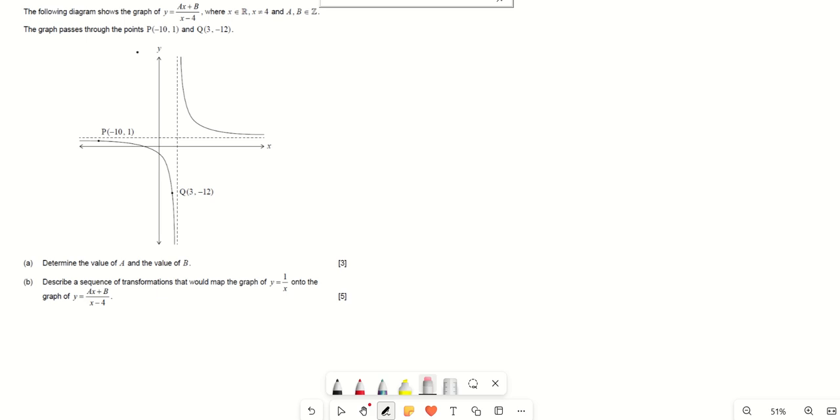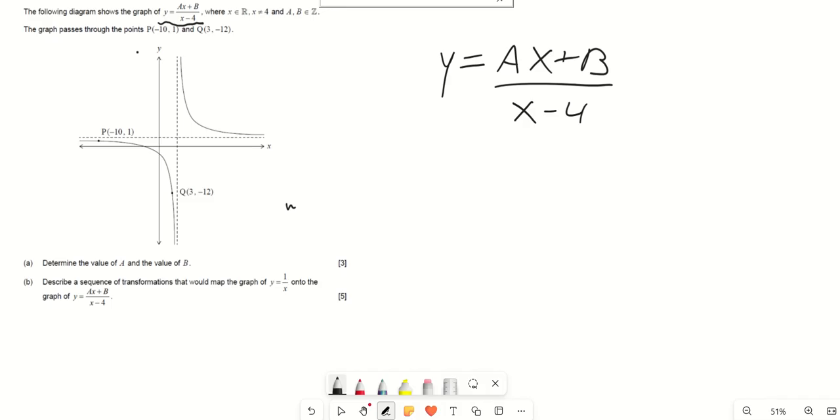Question 5. So we are given the graph that appears here, and the equation of this graph is given. Let me write it down. It is (ax + b) divided by (x - 4). And we know that the graph passes through 2 points, the point P and the point Q, which are given. And we need to find the value of a and b.